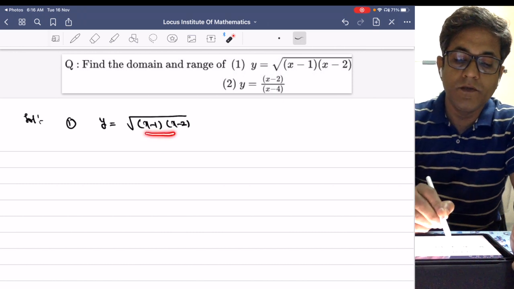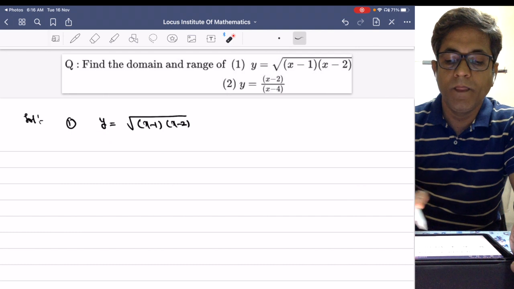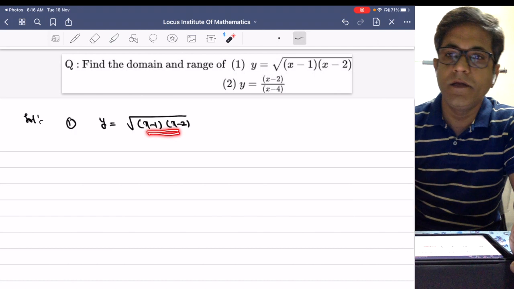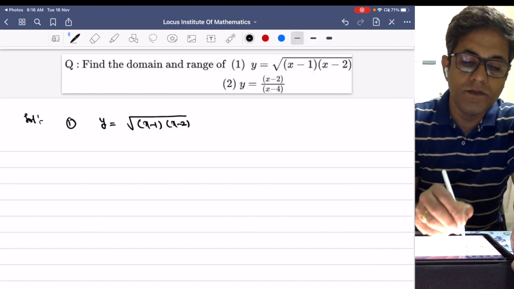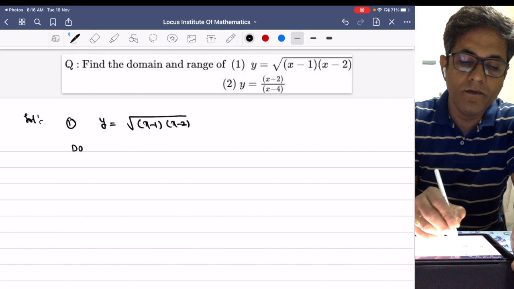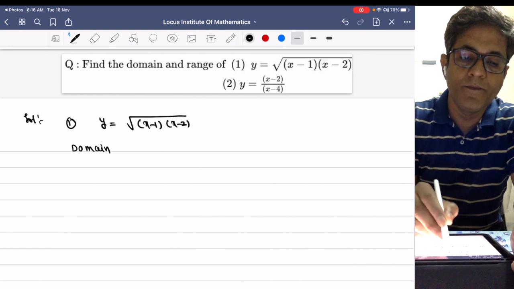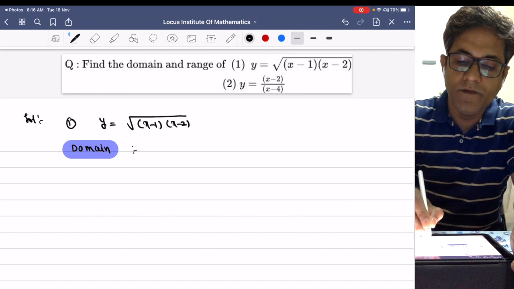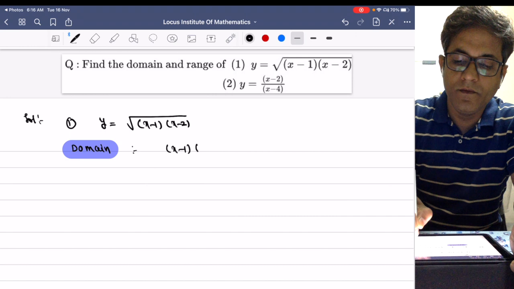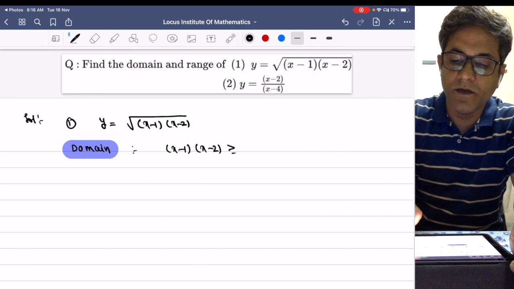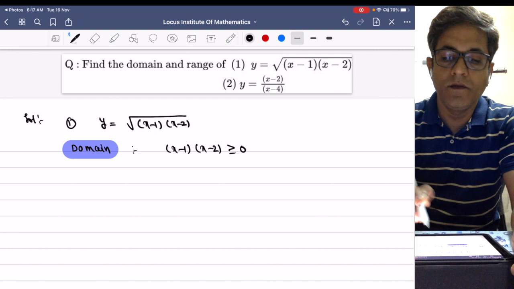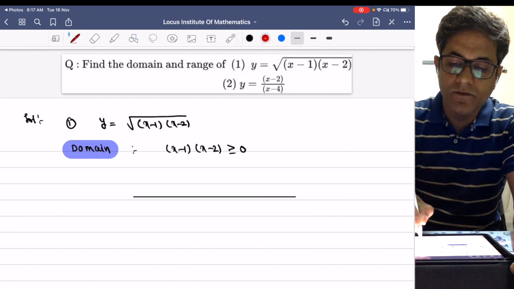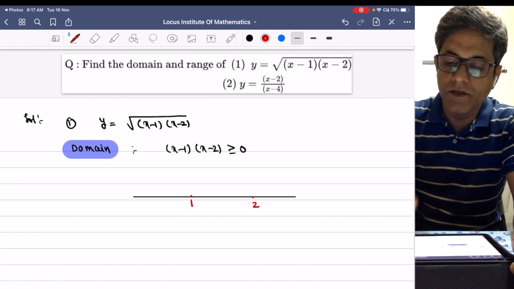To find the domain, y is well defined when the expression which is inside the radical sign must be greater than or equal to 0. So first find the domain. So y is well defined when (x minus 1) into (x minus 2) is greater than or equal to 0. This is the condition. So here x is equal to 1, x is equal to 2.